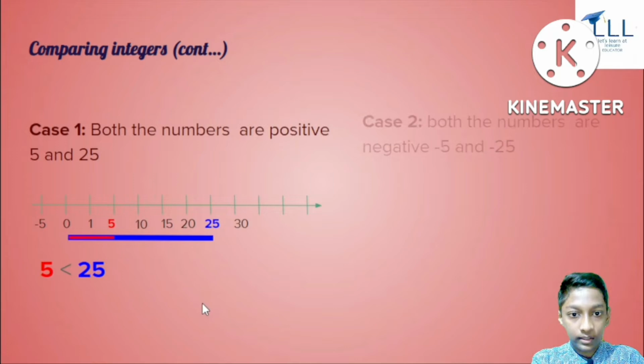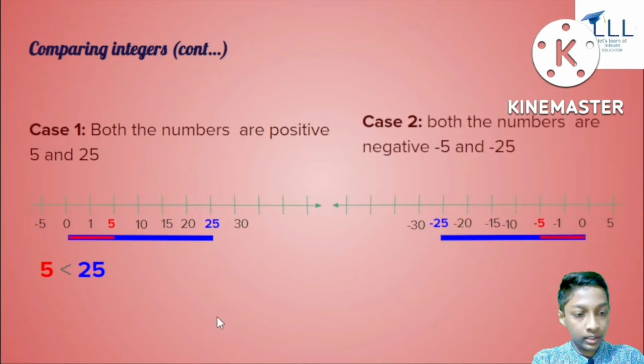In the second case, we will get both the numbers as negative. Let's take an example of minus 5 and minus 25. Since both the numbers are negative, the higher the face value, the lower the numerical value of the number. Since 5 has a lesser face value than 25, minus 5 is greater than minus 25.